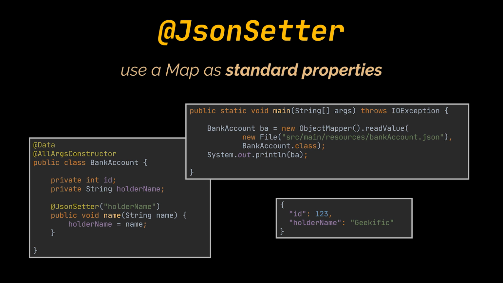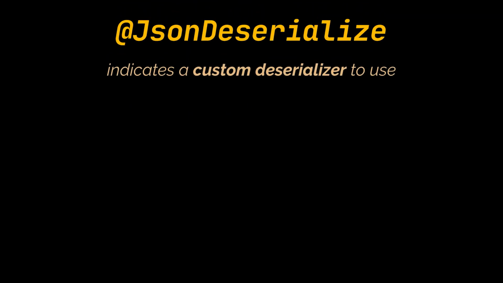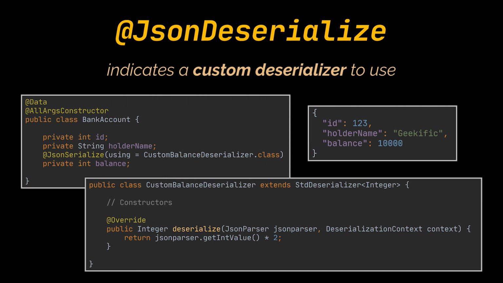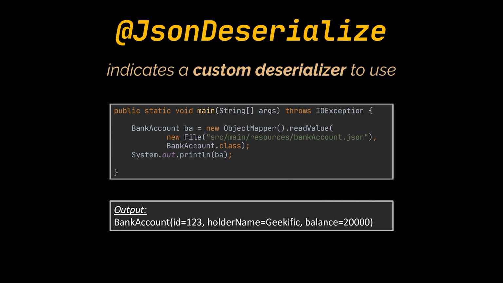And so we need to tune the process to make it fit. Okay, now just like the @JsonSerialize, we have the @JsonDeserialize, which indicates the use of a custom deserializer. Here we're going to use @JsonDeserialize to deserialize the balance property with a custom deserializer, and we are simply returning the value multiplied by 2. When we try to deserialize this JSON string with the help of the same main code we've been using, the output will be as expected.